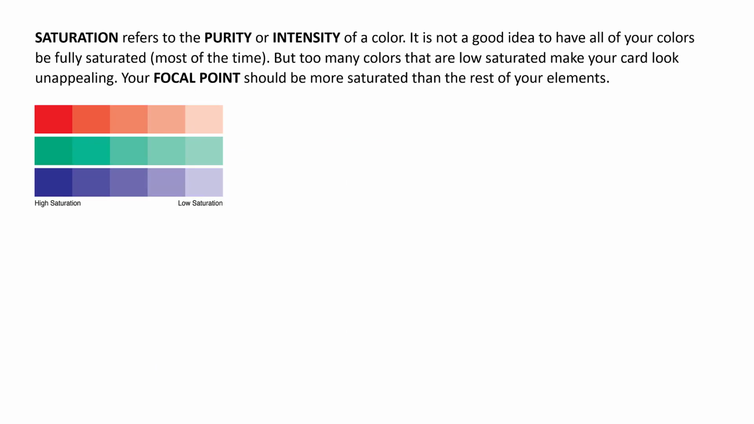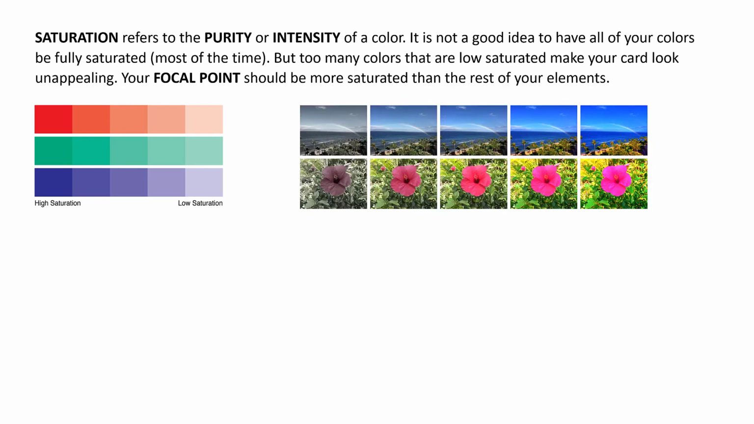And the last thing we're going to talk about is saturation. Saturation refers to the purity or the intensity of the color, and you can see on this graph the high saturation is on the left where it's just completely saturated, and then the low saturation is on the right. So I have some examples here. Okay, look at this one. Low saturation here is on the left, and the bright saturation is on the right.